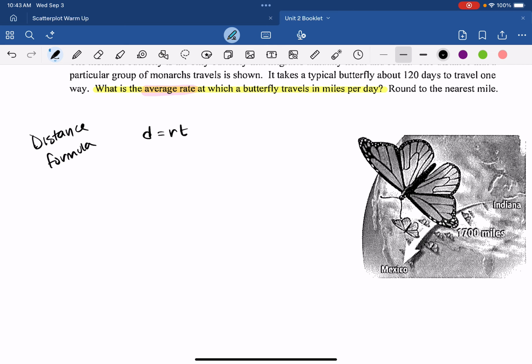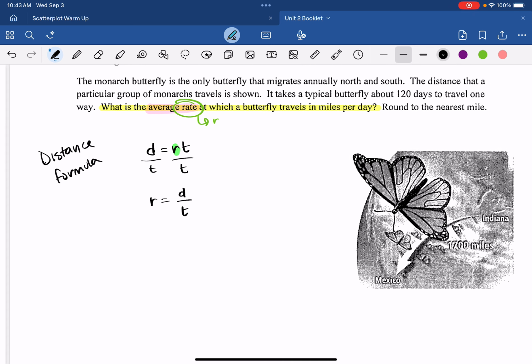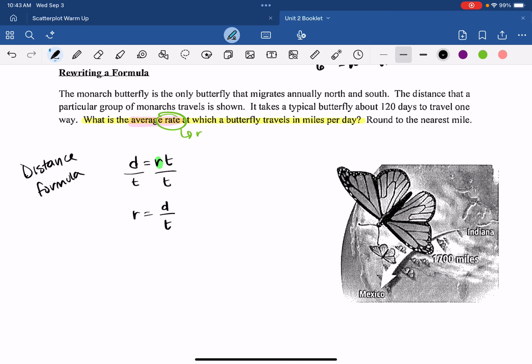Now, I'm asking you, what is the average rate? So the rate is what I'm solving for. I'm solving for r. Let's get r by itself. In other words, I'm going to divide both sides by t. So r equals distance over time. Now that we have our little equation, let's actually solve this with the numbers it gives me.